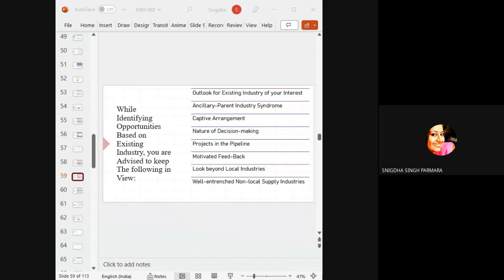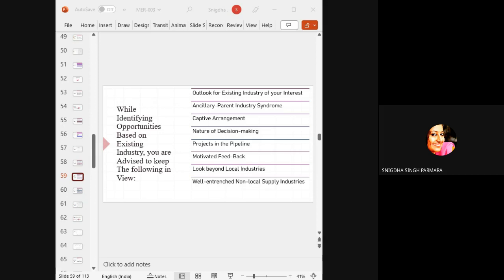What are the projects in the pipeline in a particular industry which seems attractive to you right now? How motivated are the feedbacks? It is important that you take feedbacks from the supplier, from the customers, from the prospective investors, from the locals before venturing into one. You must look beyond the local industries.